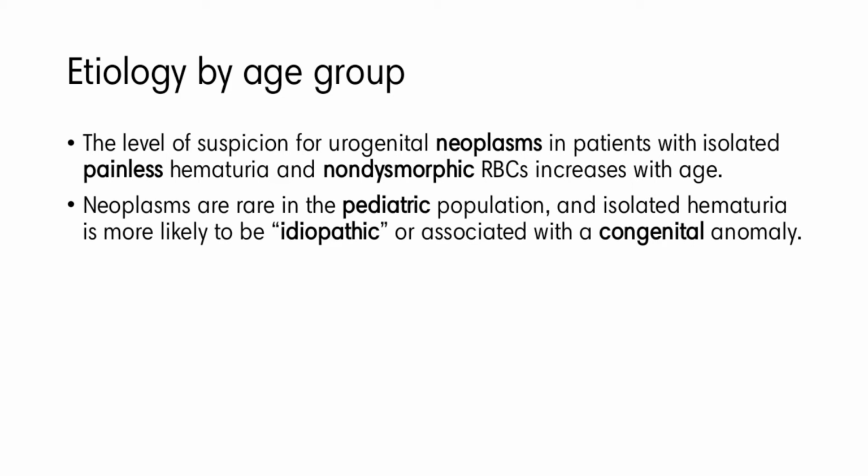Etiology by age group. The level of suspicion for urogenital neoplasm in a patient with isolated painless hematuria by non-dysmorphic RBC increases with age. Neoplasms are rare in the pediatric population and isolated hematuria is more likely to be idiopathic. They are associated with a congenital anomaly.